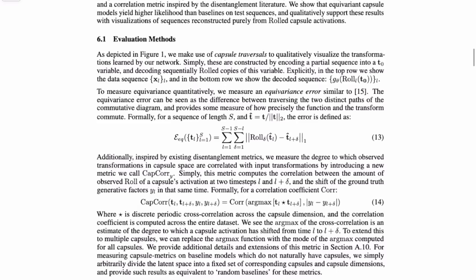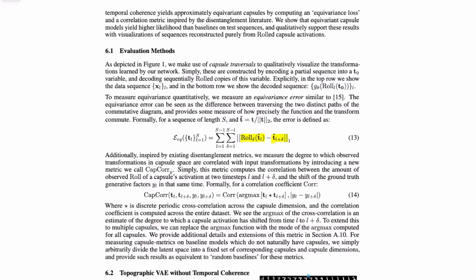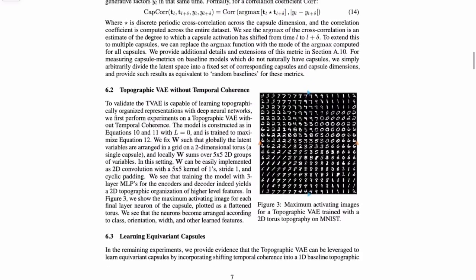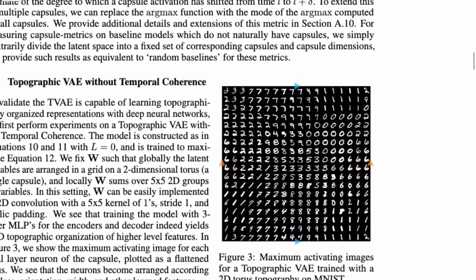And so they measure things like, is the rolled version of the latent variables really equal to the latent variables a couple of time steps ahead? And things like this. And they produce these maps.